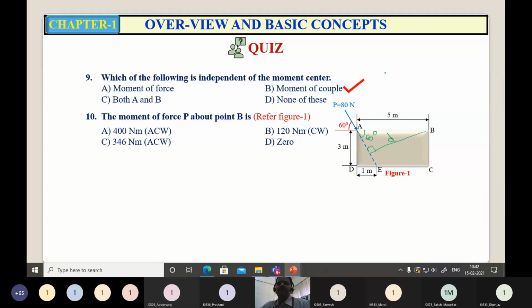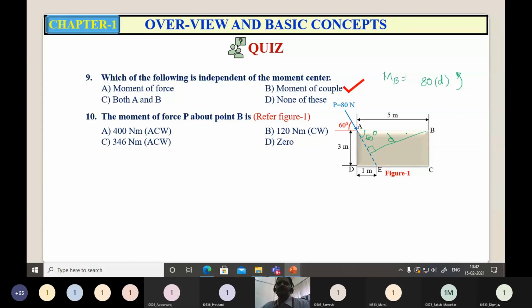So now the moment about point B is the product of the magnitude of force, 80, into the perpendicular distance D. And what is the sense of rotation? It is anti-clockwise. If you see the rotation of this 80 Newton force about point B, it has an anti-clockwise sense.